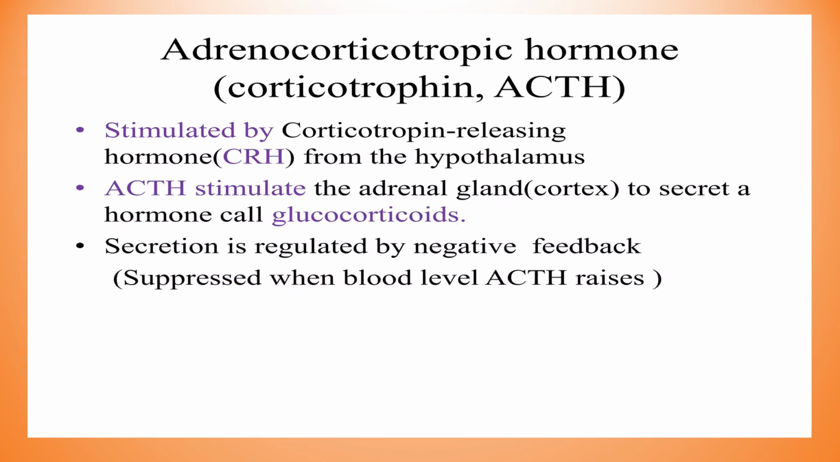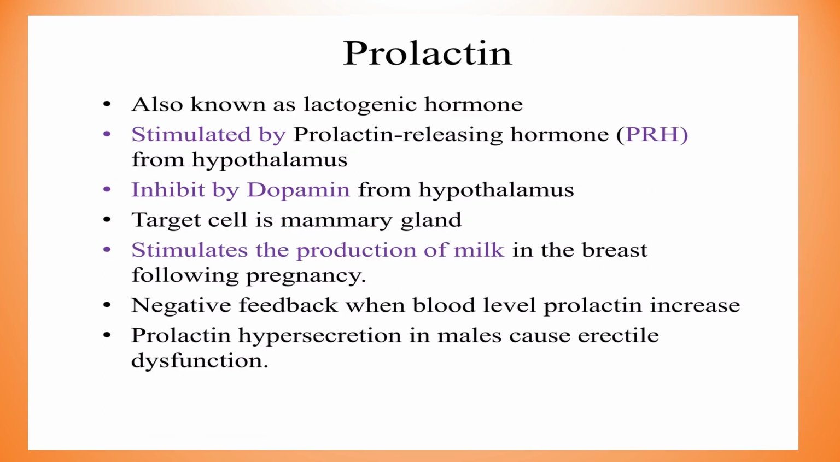Adrenocorticotrophic hormone is stimulated by corticotrophin releasing hormone, which is secreted from the hypothalamus. This adrenocorticotrophic hormone stimulates the adrenal gland to secrete hormones called glucocorticoids, and this secretion is regulated by negative feedback.